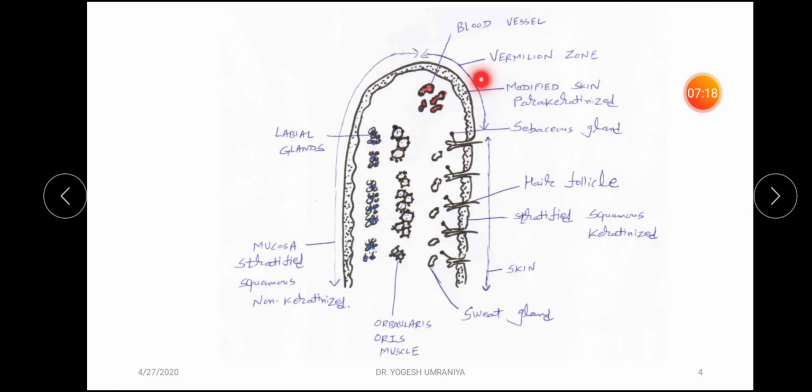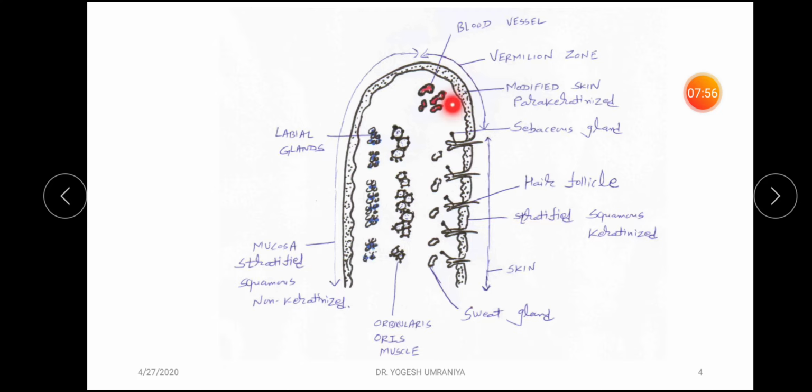Then this is the vermilion zone, the transitional zone, and underneath this you will find numerous blood vessels that are mainly responsible for the pink color of the lip. The lining of this zone is by the modified skin, which is parakeratinized, the topmost layer having nuclei, unlike the keratinized layer.